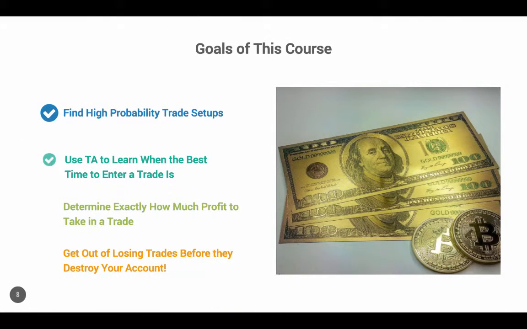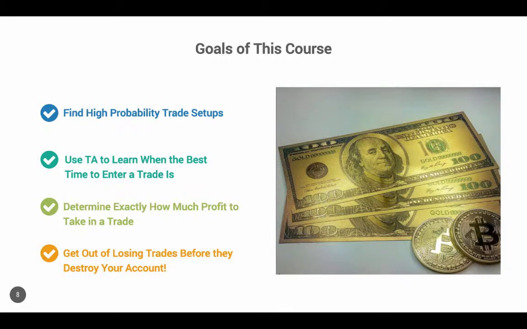So the goals of what you can do with technical analysis, and first of all, it's going to allow you to find good high probability trade setups. You can look for momentum plays, you can try to fade, looking for rebounds. So there's different strategies that you can use to try to find the trades that you want, depending on the type of trading that you're doing.